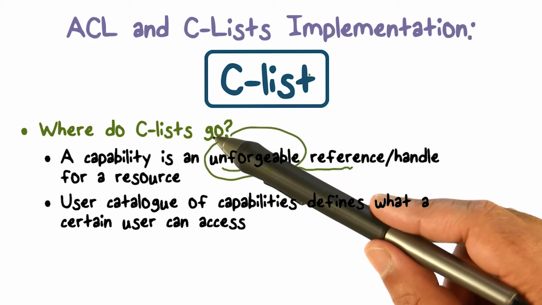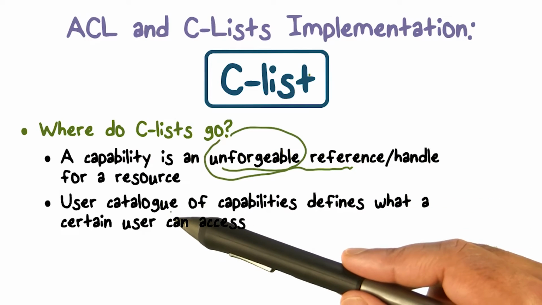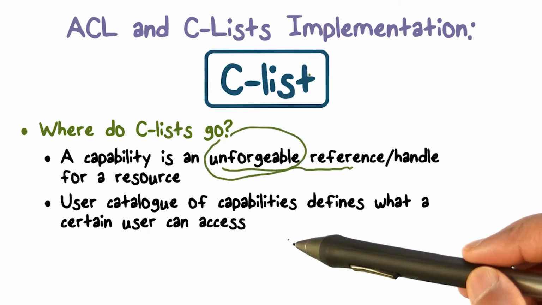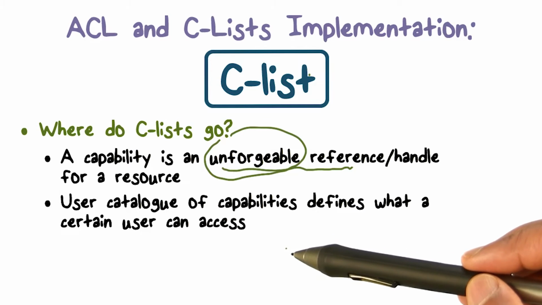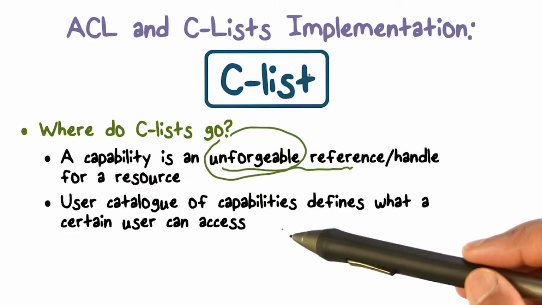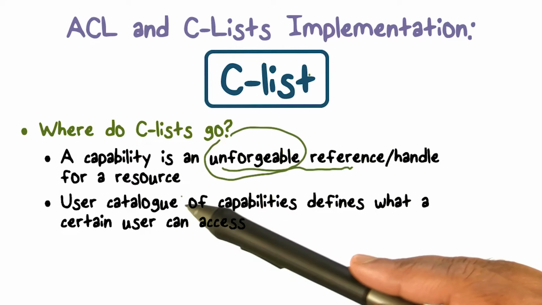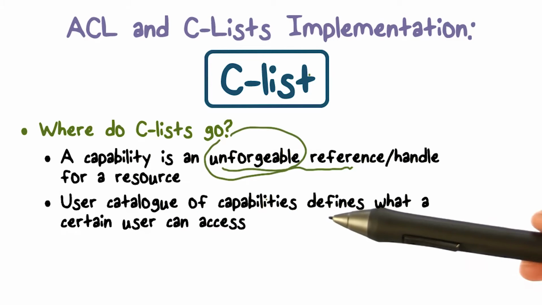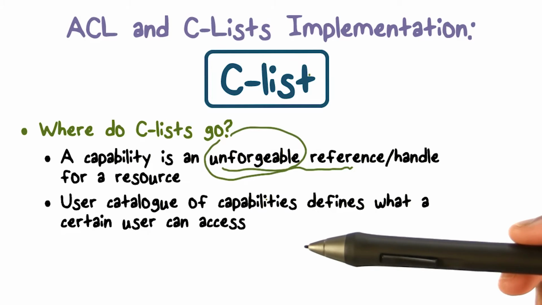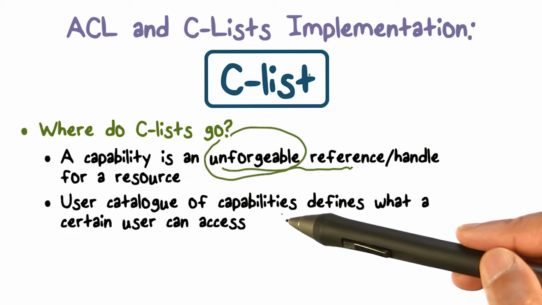The way where the C-list is going to go, we have to have a catalog for each user that we have in the system. Similar to ACLs for each resource or object that we had before, here we have to have a catalog of capabilities, and a system has to store this catalog of capabilities for each user that we have in the system.